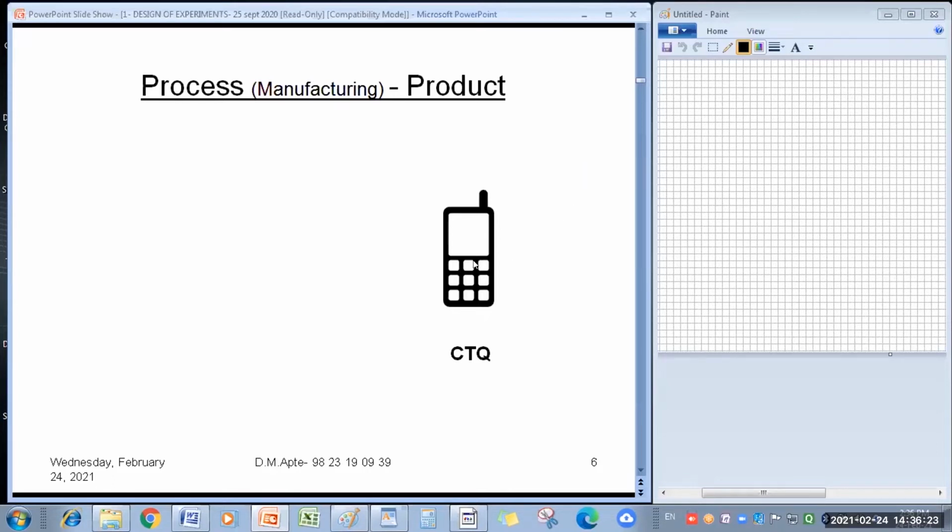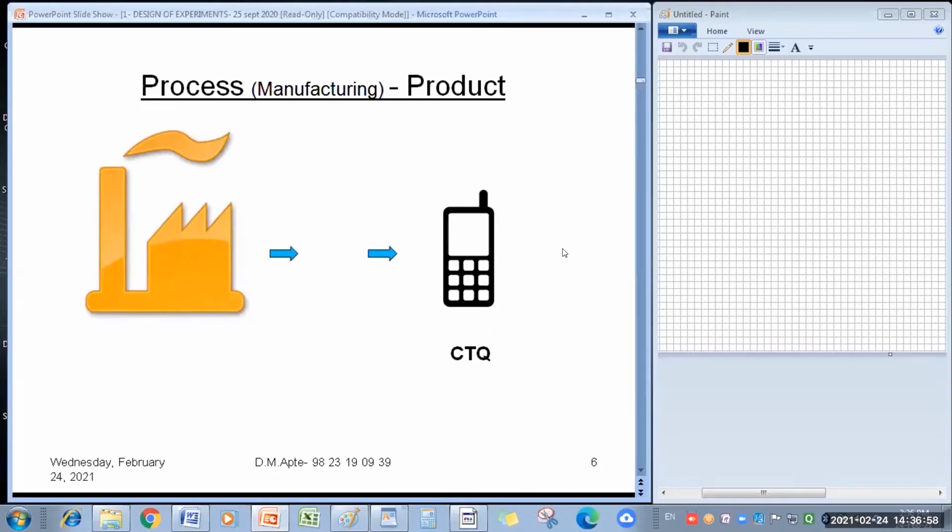Now I will give you an example. Suppose there is a mobile phone. The dimension of this mobile phone can be called a CTQ. This mobile phone's weight is a CTQ. This mobile phone's resolution is a CTQ. So CTQ is a particular characteristic of a product. It is a measurable characteristic of a product. Now, this CTQ is termed as a Y factor in our language.